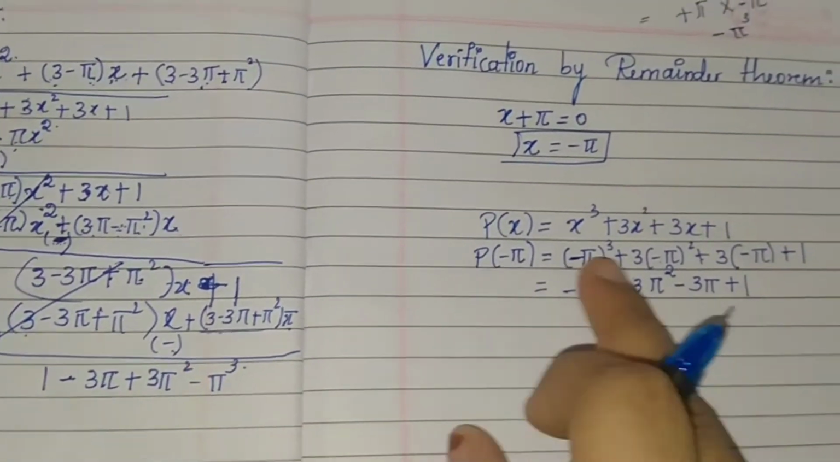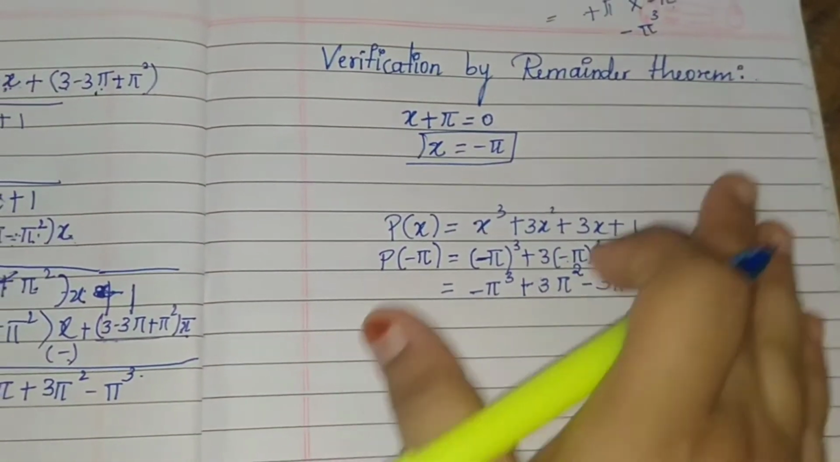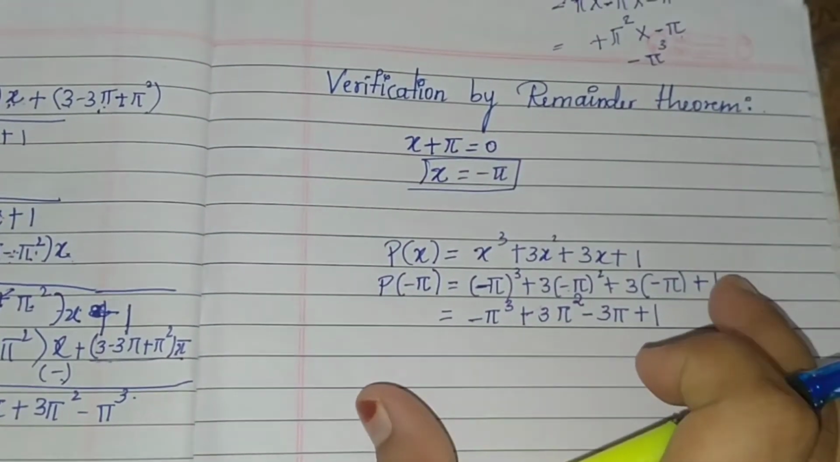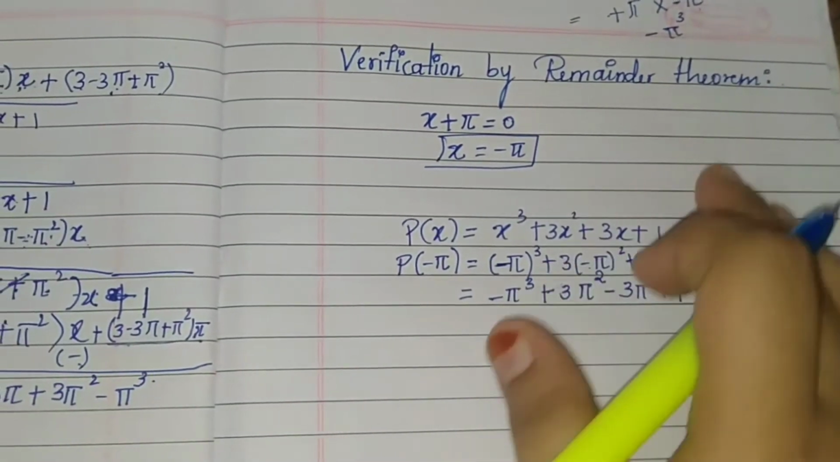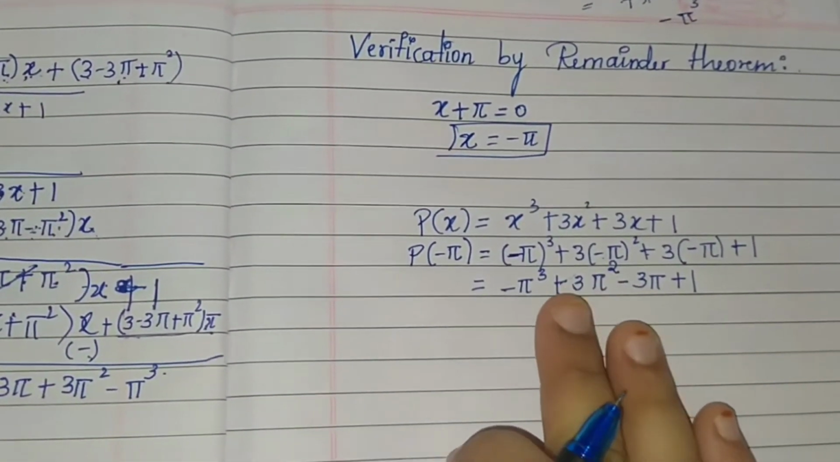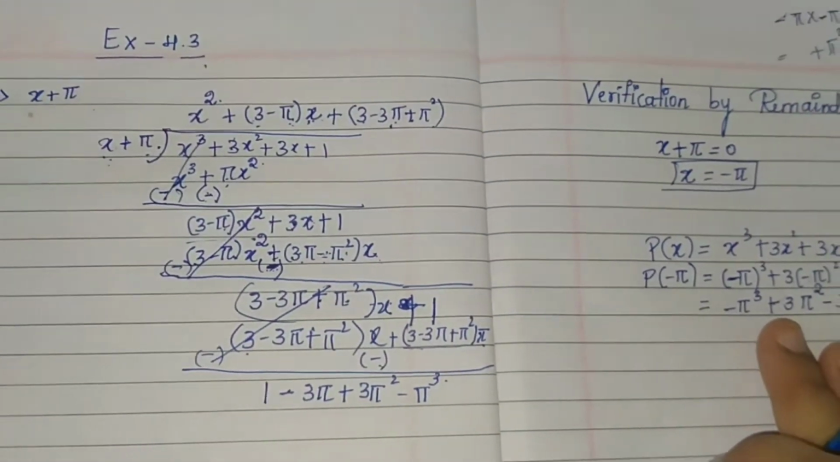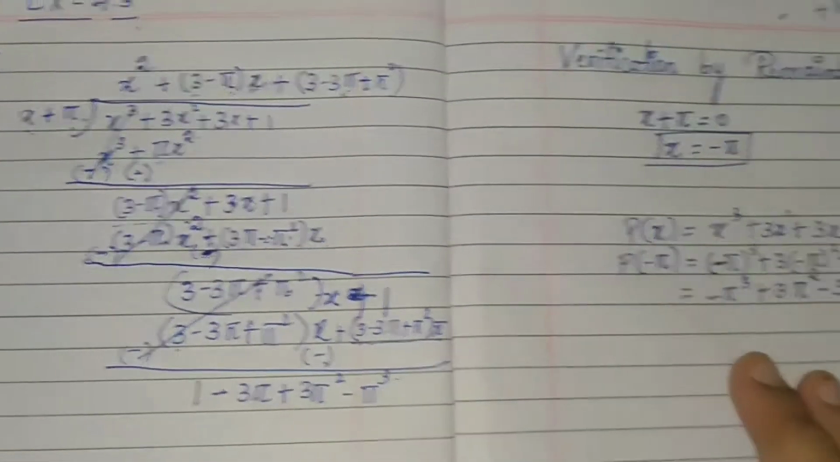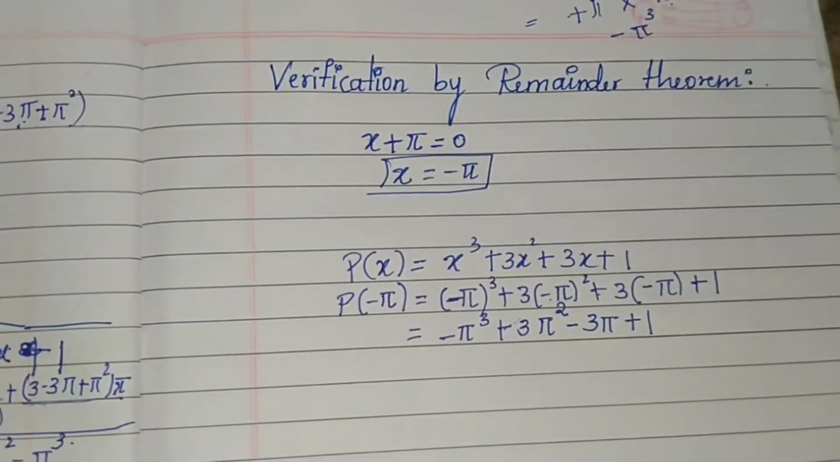Now the verification by remainder theorem. When you are doing the verification by remainder theorem, you are also getting the same answer as what you got in the long division. So now let us see the next problem, that is the fifth problem.